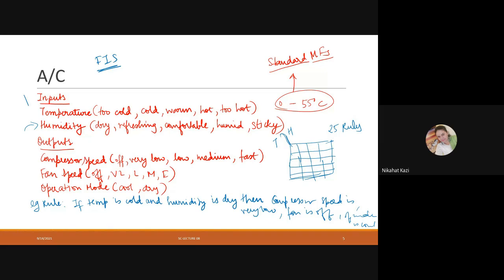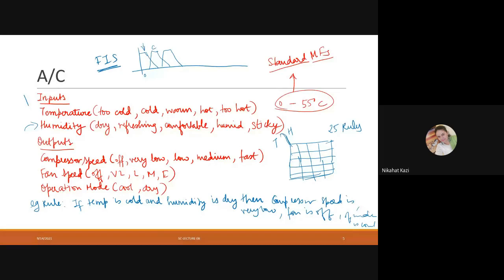Then based on this value you will map it to the corresponding fuzzy set. It will be cold, and it will lie to a certain extent in too cold also. Why? Because when I plot this temperature on a plot, suppose too cold starts from 0. Just assume it is starting from 0; it could be negative also. So too cold is something like this, and then cold, then warm.